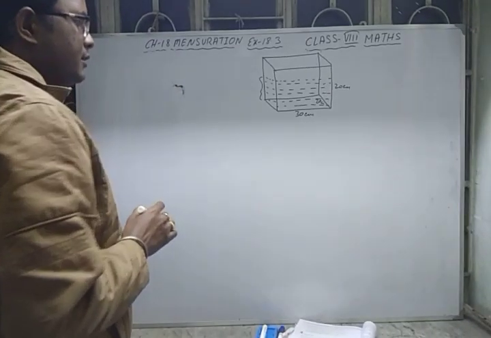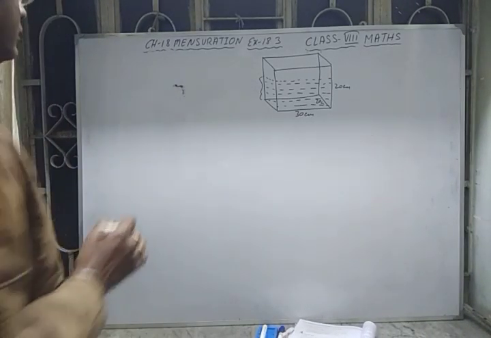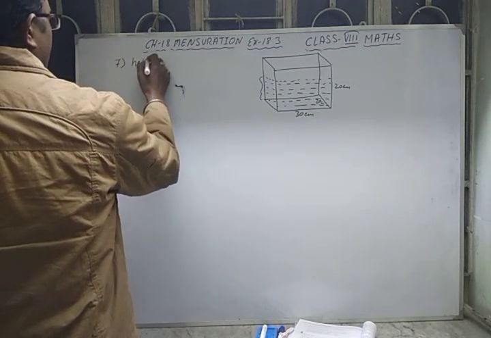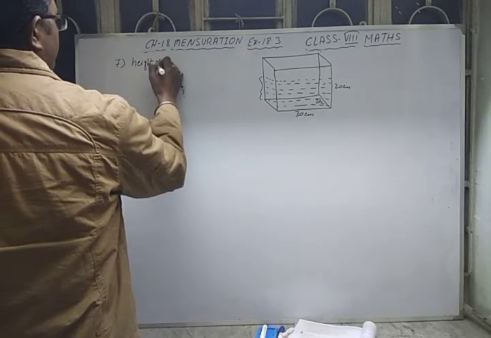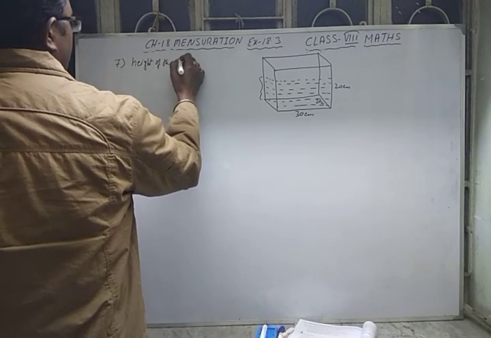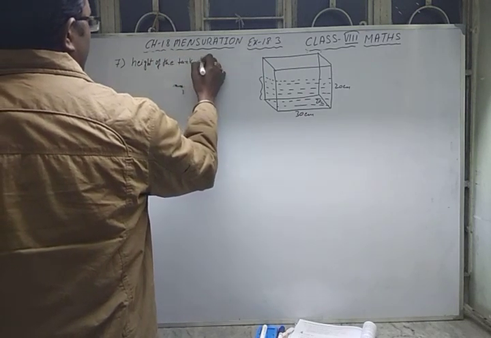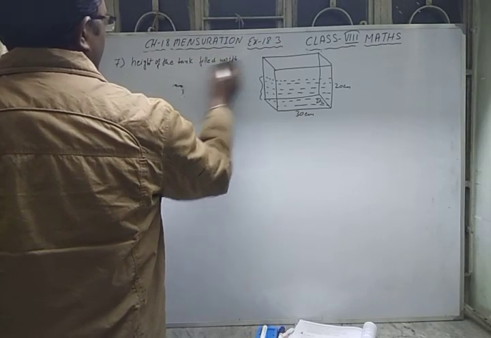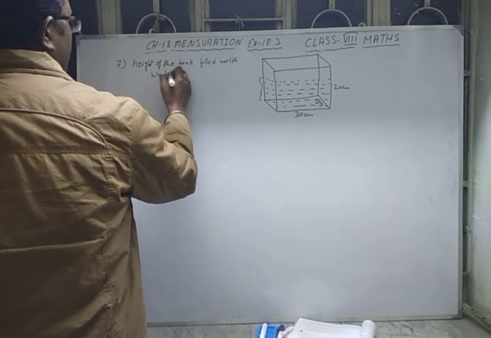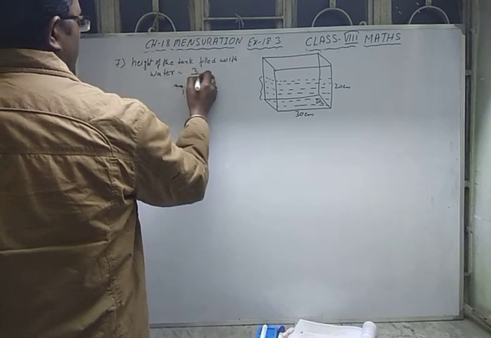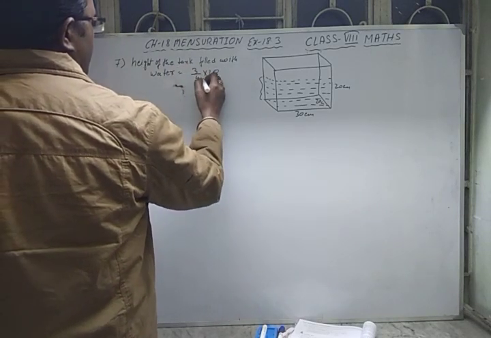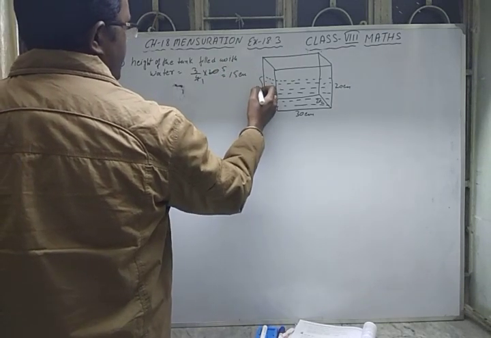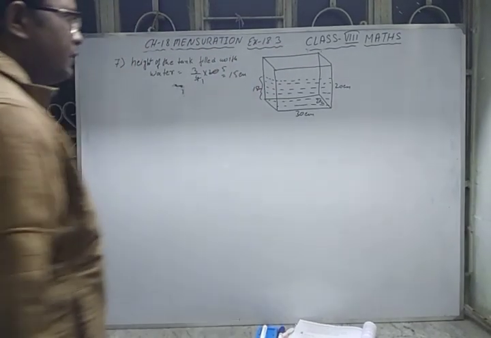So up to what height is the water filled? You write: height of the tank filled with water. What is 3/4 of the total height 20? So 4 fives are 20, and 3 fives are 15 centimeter. So up to 15 centimeter height the water is filled.